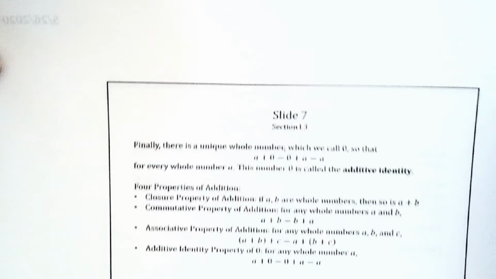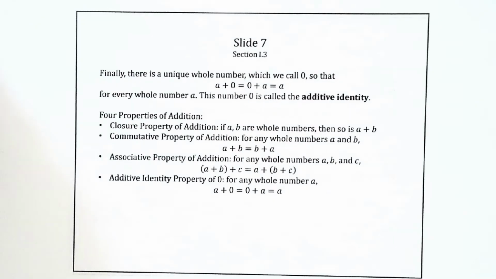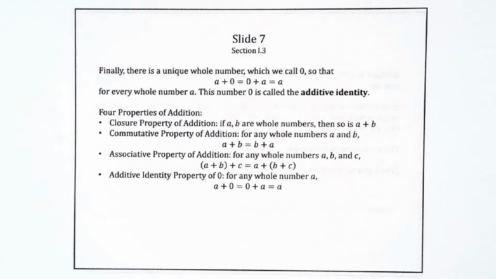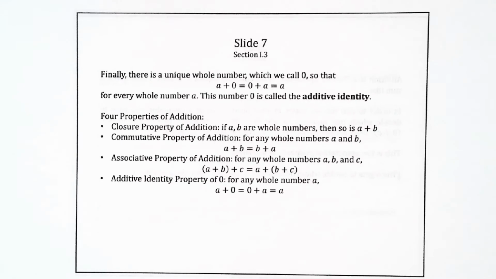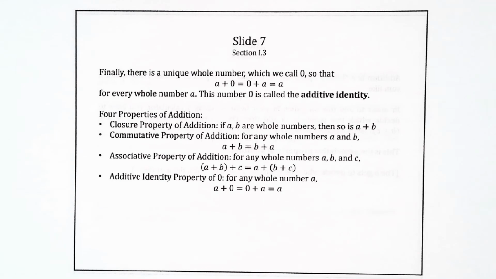Okay, so finally, there's a unique whole number, which we call 0, so that a plus 0 is equal to 0 plus a is equal to a for every a. That number 0 is called the additive identity. So altogether, we have these 4 properties of addition: the closure property, the commutative property, the associative property, and the additive identity property.